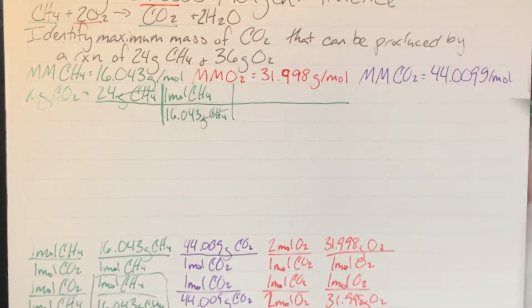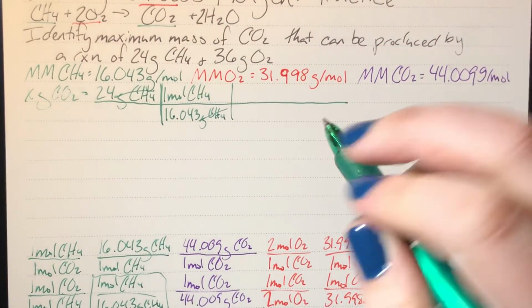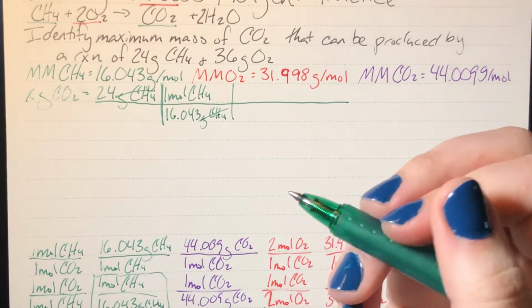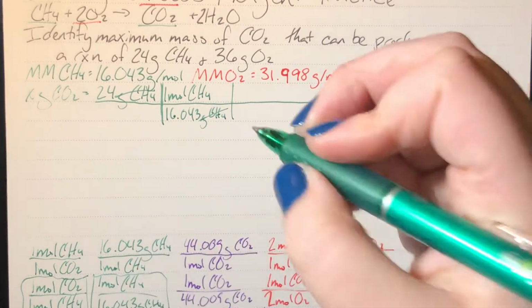Grams of methane cancel. I'm left with moles of methane, and I want to get to grams of CO2, so now I'm in an appropriate unit to go ahead and transfer from methane to carbon dioxide. So I'm going to do that with the mole-to-mole ratio, and I need the version that has methane on the bottom, so I'll choose this version and plug it in.